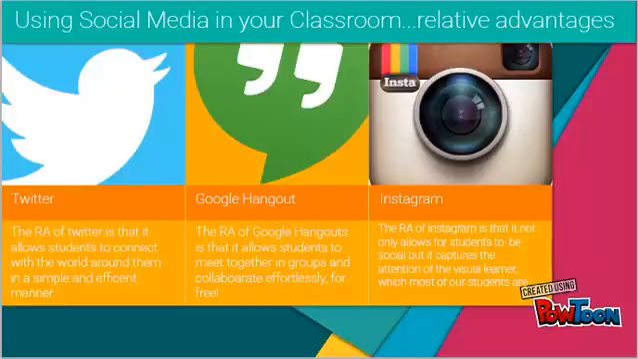For Twitter, the relative advantage is that it allows students to connect with the world around them in a simple and efficient manner. For Google Hangouts, the relative advantage is that it allows students to meet together in groups and collaborate effortlessly, and all of that is for free. And finally, Instagram. The relative advantage of using Instagram in your classroom is not only that it allows students to be social, very much like Twitter, but it also captures the attention of all of those visual learners that you have in your classroom, and we all know that most of our students are those visual learners.